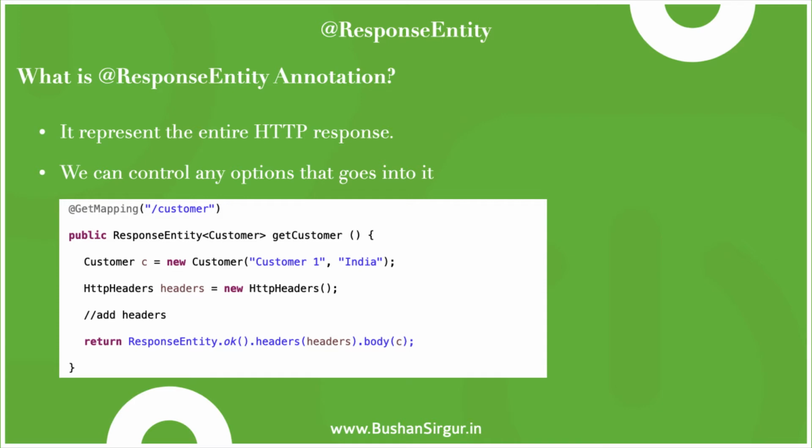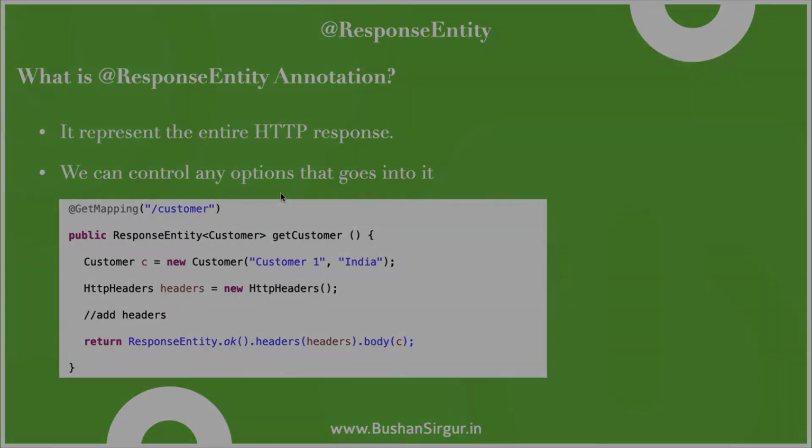But in case of @ResponseBody, we cannot do that. The @ResponseBody annotation only returns the HTTP response body. So using the @ResponseEntity annotation, we can control the HTTP status code. We can control the HTTP headers. So let's look at the example.